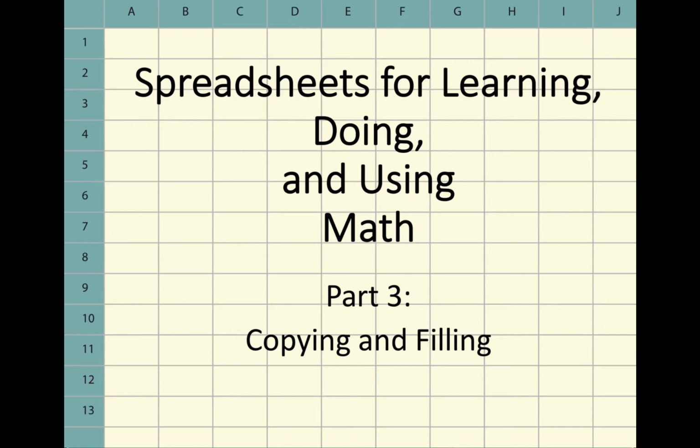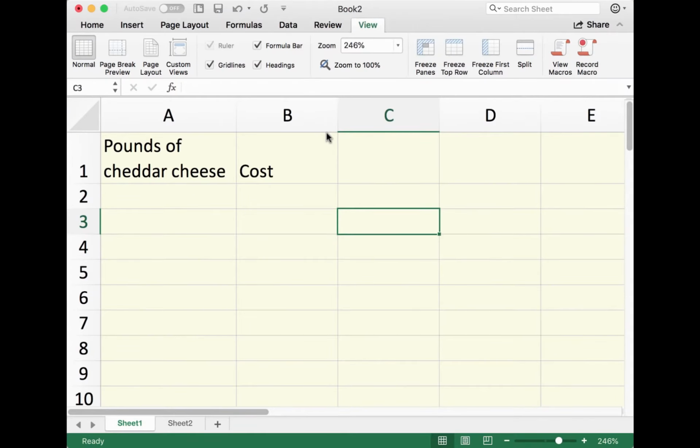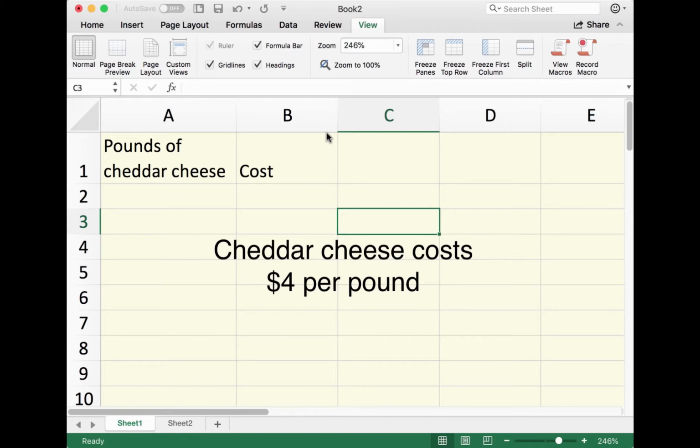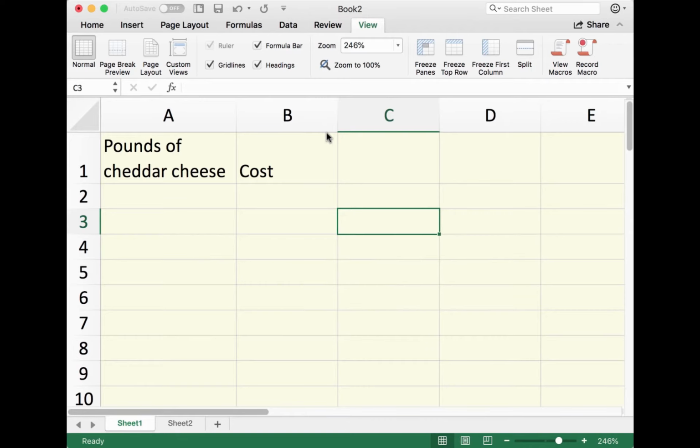Spreadsheets for learning, doing, and using math, and this is copying and filling. This is where we can save time for longer, more tedious tables. So this person is selling cheese, cost apparently will be $4 per pound, and various people come in with various requests for the weight of cheese they buy. So they cut the cheese, they measure it out, and they see what it's going to be, and they multiply by 4 and get the cost. So let's see what the first person purchases.